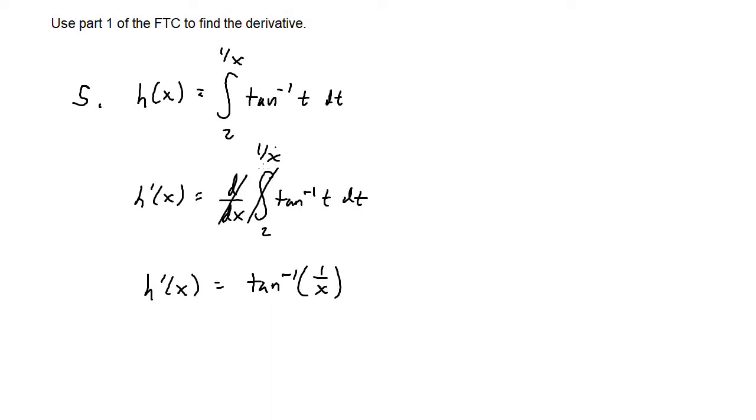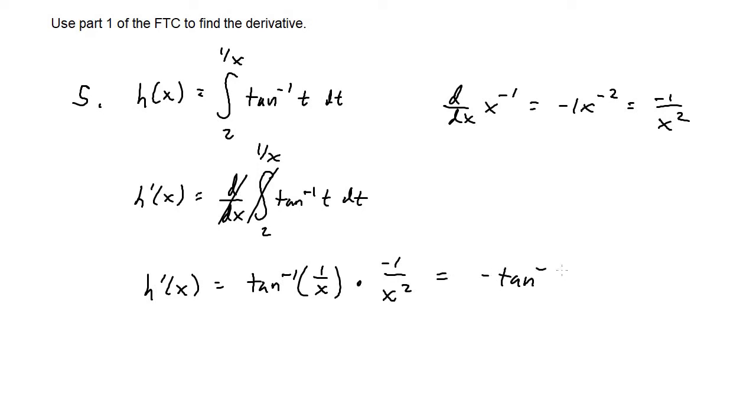Now realize that our function here is something other than x. It's 1 over x. So it's similar to the chain rule where we have to multiply by the derivative of that inside function. So the derivative of 1 over x, I can go ahead and rewrite that as x to the negative first power. We can just use the power rule and we'll get negative 1 x to the negative second, or negative 1 over x squared. So we multiply by the derivative of 1 over x, which is negative 1 over x squared. And that'll give us the final answer of negative arctangent of 1 over x all over x squared.